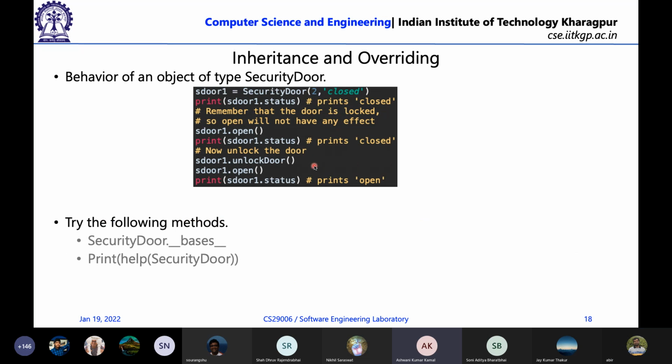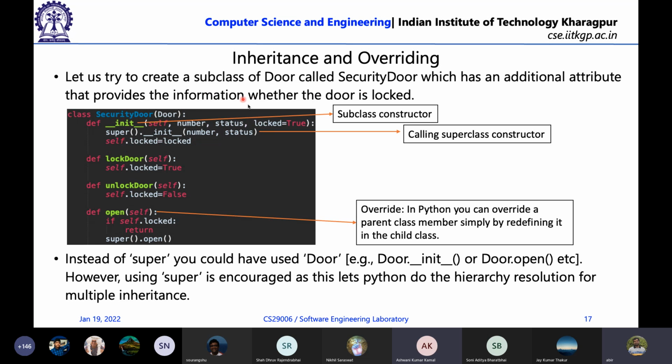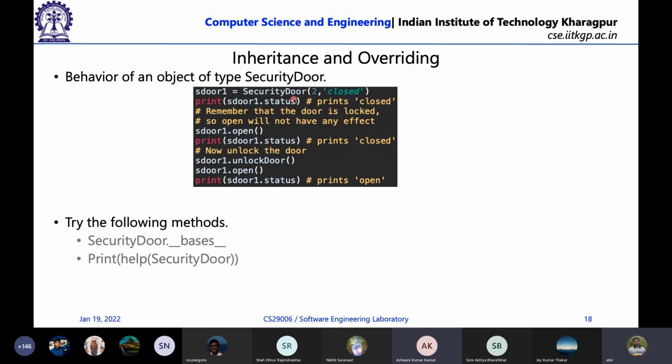Okay, so behavior of an object of type security door. Now, just some example of creating a security door. Then if you just call these methods and so on. So sDoor1 is a security door with ID number 2 and it is closed. So you have not passed the value of whether locked is true or not. So you see locked is true will be inherently passed, right?